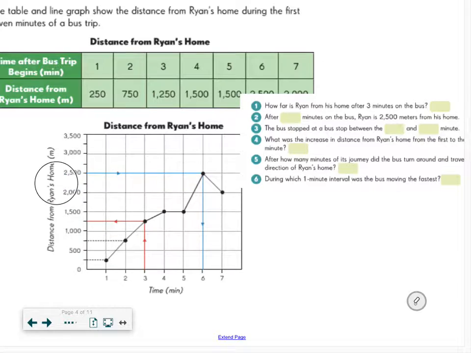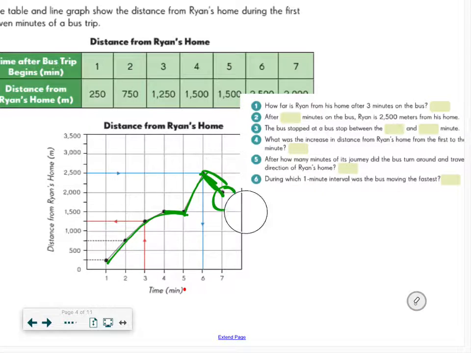It says the bus stopped between blank and blank minutes, okay? Well, if the bus is stopping, that means that it's not getting any farther or any closer to his house, so the line has to be staying the same. Between minutes 4 and 5, the bus seems to be stopped and isn't moving because he hasn't gained or lost any distance, okay? After how many minutes of its journey did the bus turn around and travel back? Well, it's getting bigger, bigger, bigger, staying the same, which is the bus stop. It's getting further away, and then it comes back down. That must mean he's getting closer to his home, so the bus must have turned around at minute 6.